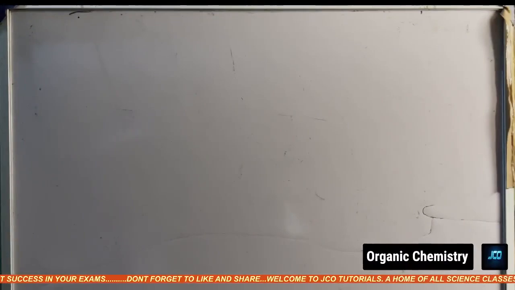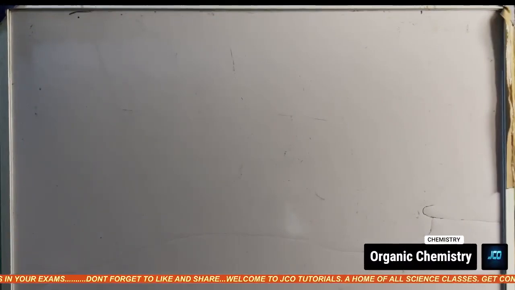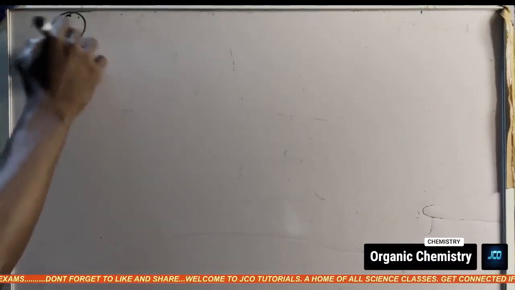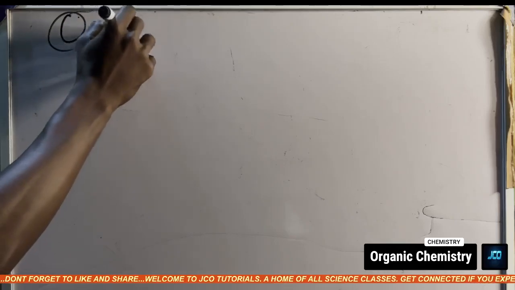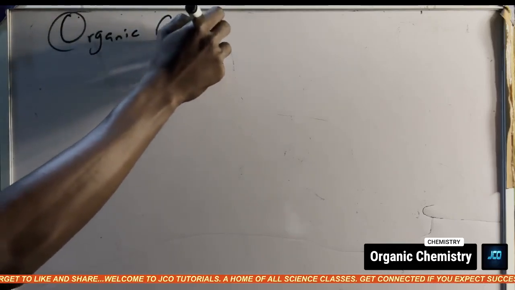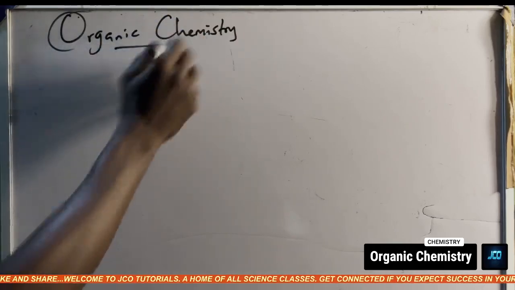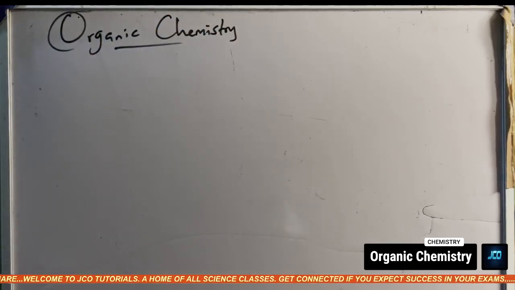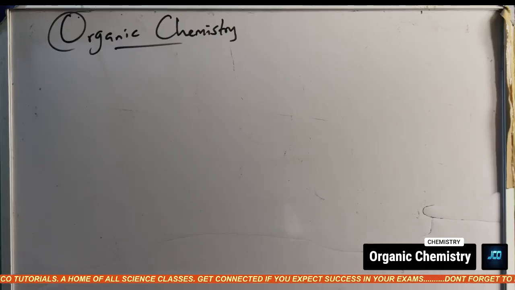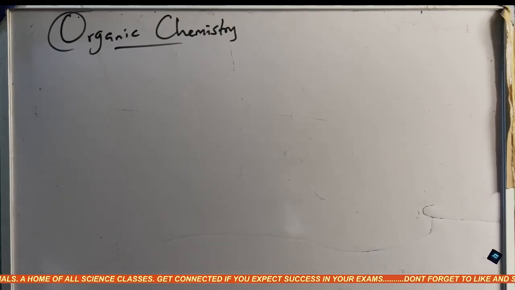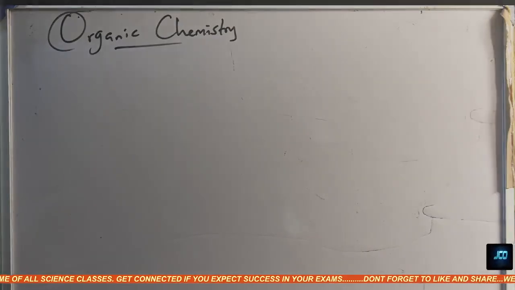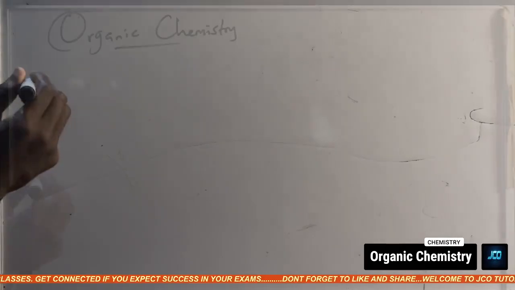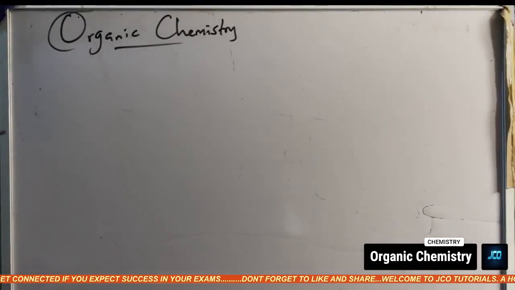Okay, we want to begin our first class on organic chemistry. Organic chemistry. All right, so when we talk about organic chemistry, what is the major element that is involved in organic chemistry? Carbon. Carbon is the major element that's involved in organic chemistry.